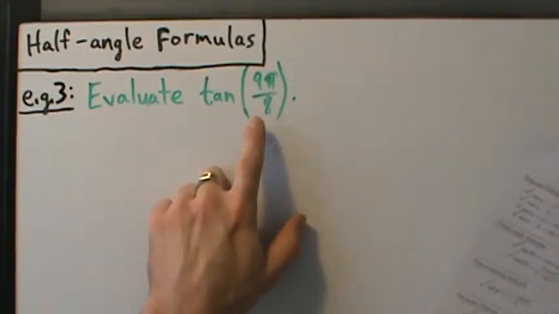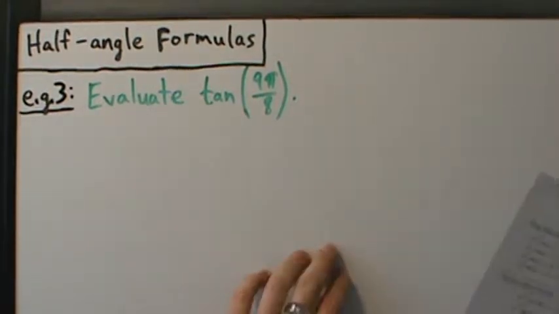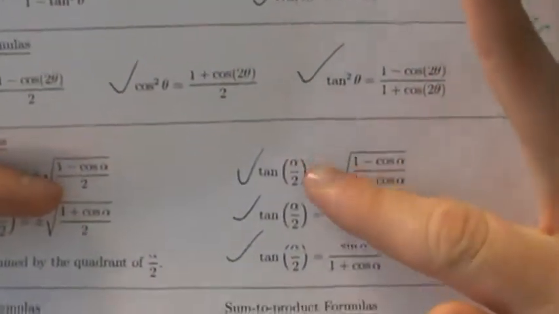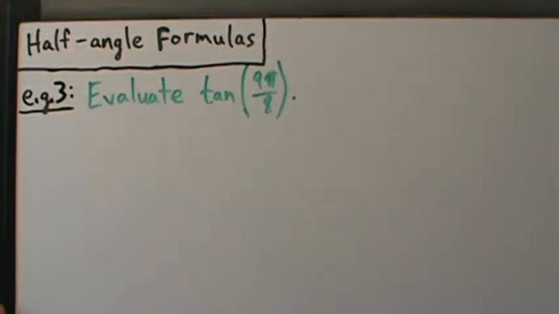So here we see, the idea is to express 9 pi over 8 as half of some special angle that we know stuff about. Okay. So here we see there's 3 possibilities to use. Tangent of alpha over 2 is this one or that one or that one. And we'll talk about which one to pick later on. But first, let's figure out what our alpha is going to be.